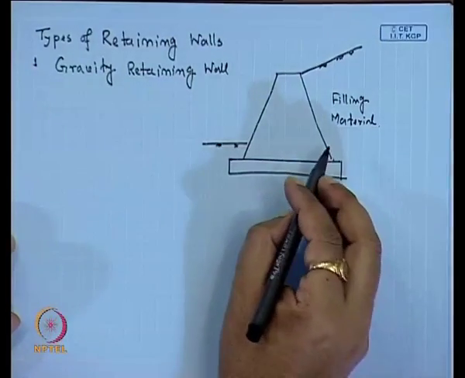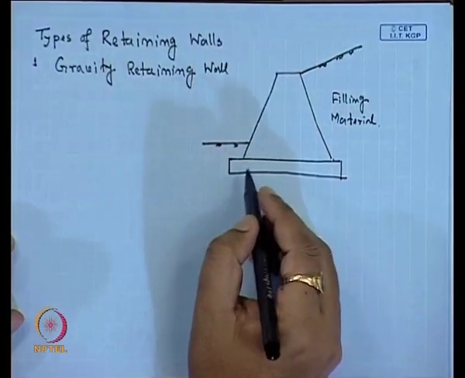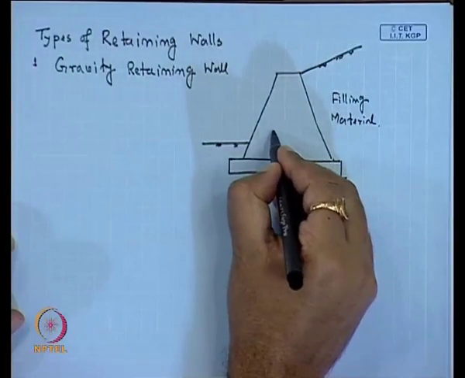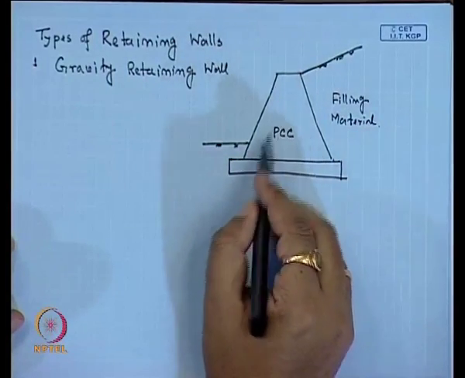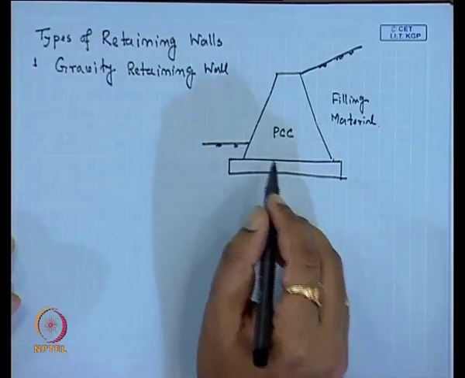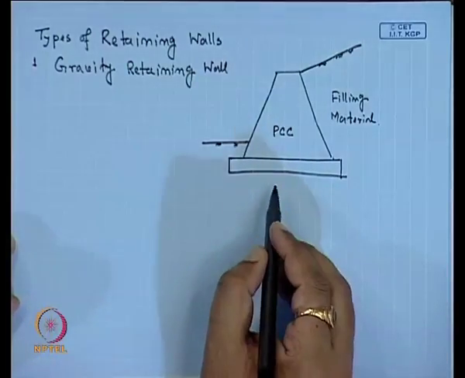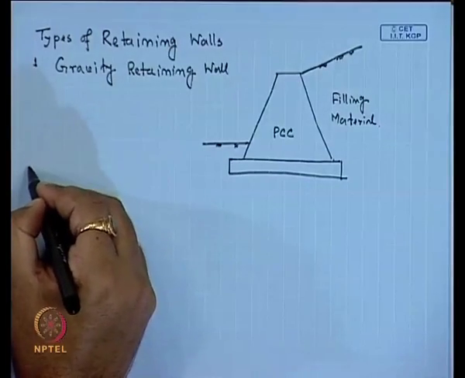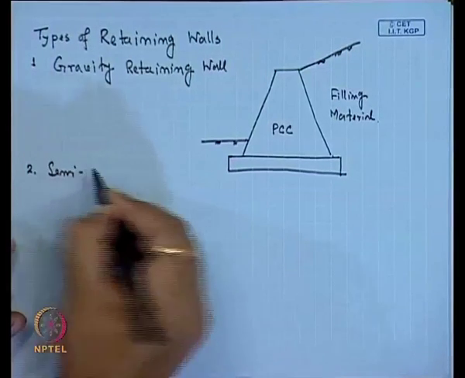Now, depending upon its weight, we will get the stability for this type of gravity retaining wall, and this is constructed of PCC, plain cement concrete. We will not use any reinforcement for this type of retaining wall, and this is not economical for large height. If the retaining wall height is very large, then this type of retaining wall is not very economical. And then the next one is the semi gravity retaining wall.